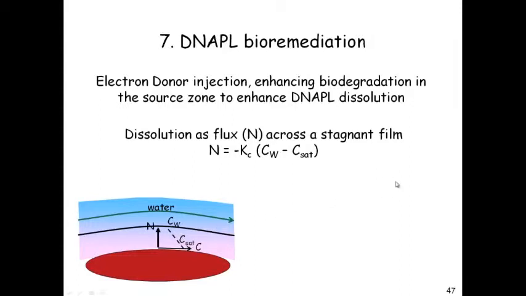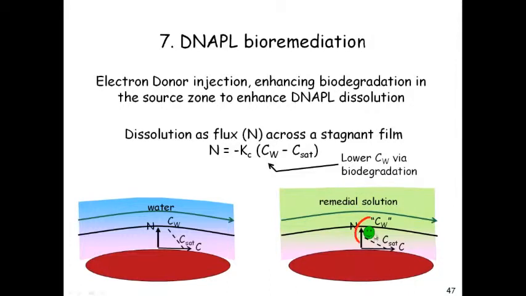Let's see if we can affect CW, the concentration in the water phase. Let's lower that and get a higher gradient and therefore a faster rate of mass transfer. How do we do it? Well, we stick a bacteria right at that interface. Perfect spot for a bacteria. Gets contaminant diffusing out of the stagnant film, and it has remedial solutions coming in. So as long as we can keep the remedial solution and we have bacteria that are active, the concentration at that interface is now lowered. Lower concentration, higher flux. So not only do we get the NAPL dissolving more quickly, we also get to degrade it before it gets into the plume.